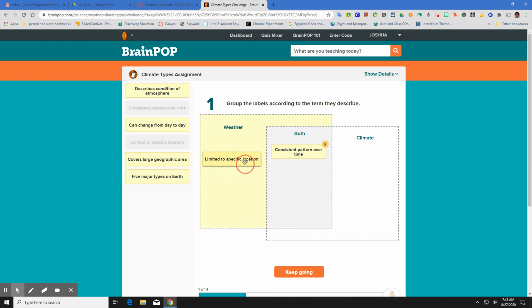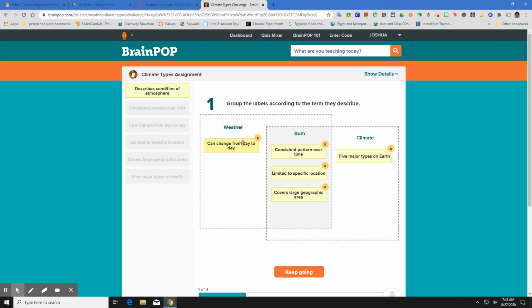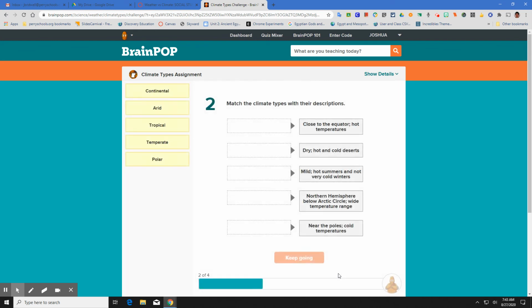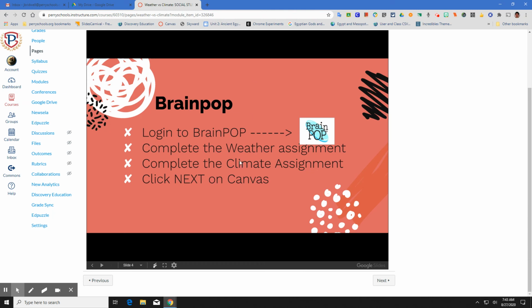You guys will get this here. Limited to a specific location, covers large geographical areas, 5 major types on Earth, can change from day to day, describes conditions of the atmosphere, both, right? And then you keep going. So from here, once you're done with the challenge, you'll submit it and exit out, and you come down here and click next.